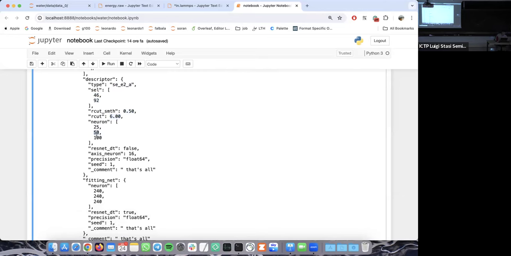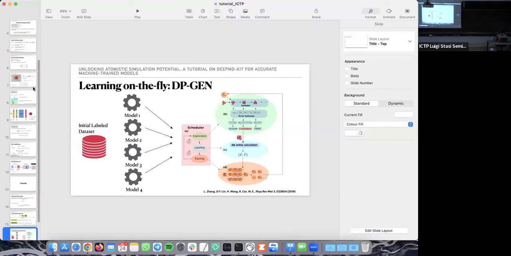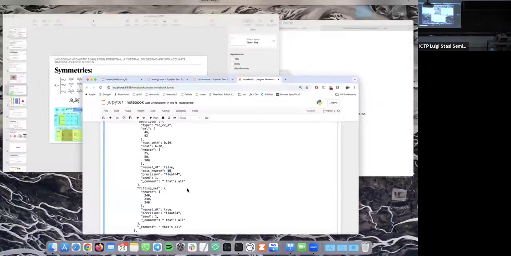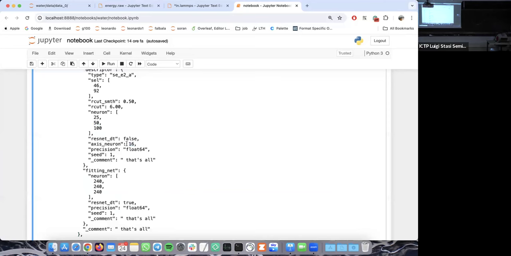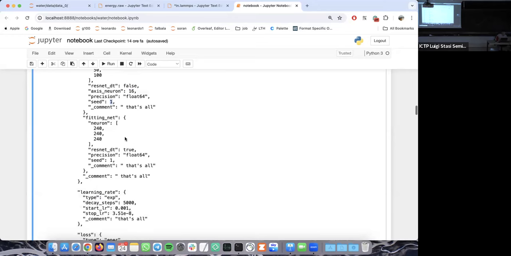This is the size of the embedding network, so 25, 50, 100. It is an encoding network. And this is the size of that M2 that I showed you before. So it is this object here. It is called axis neuron. And so our descriptor will be, at the end, 100 times 16 as a dimension. These are pretty standard numbers, you don't need to care about this. Then the seed, the initialization parameter for the embedding network.